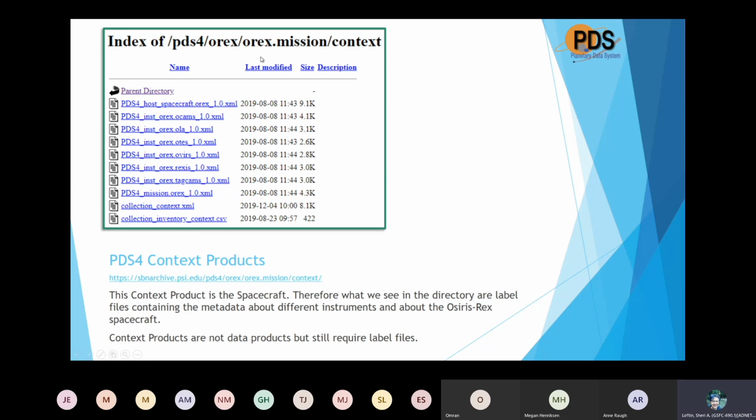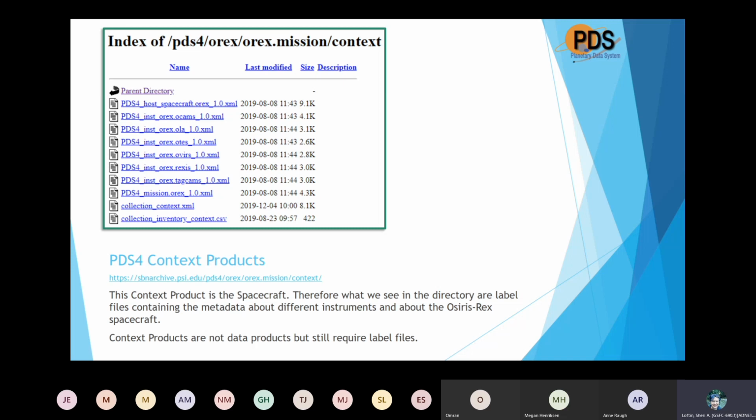So if you look here, this is within the OREX mission bundle, and that's our context products collection. And so there's a description for the spacecraft. There's a description for each of the instruments. I don't see it here, but one would think there could be an actual context product for Bennu, because that's where it's going. Or I think that it's actually there. It's just, you know, picking out its place to land.